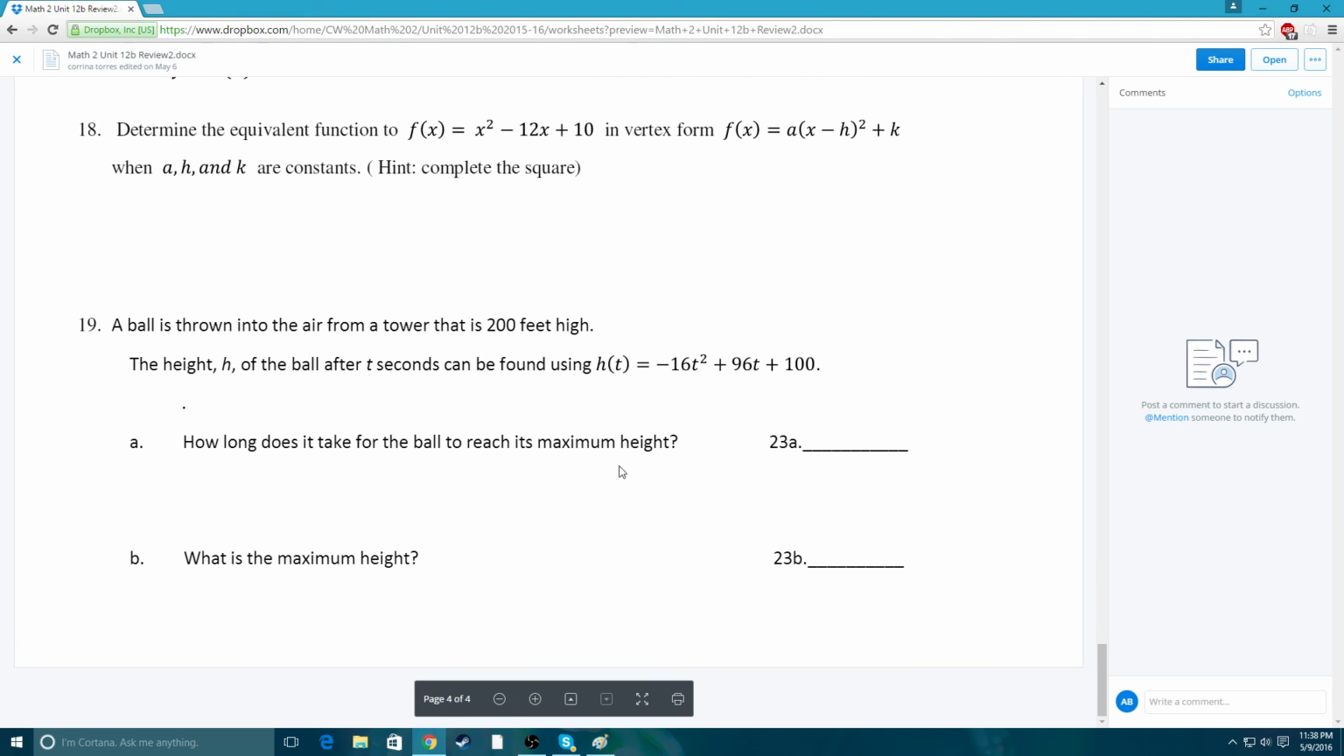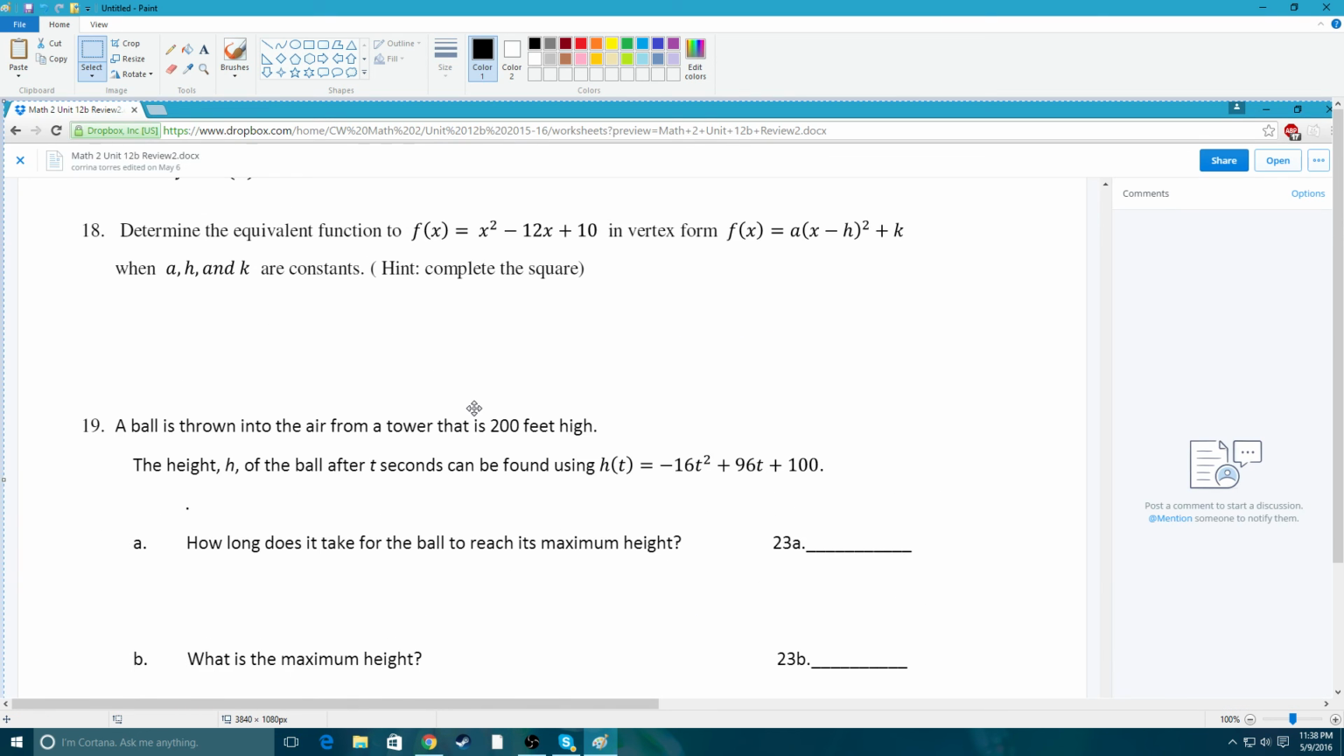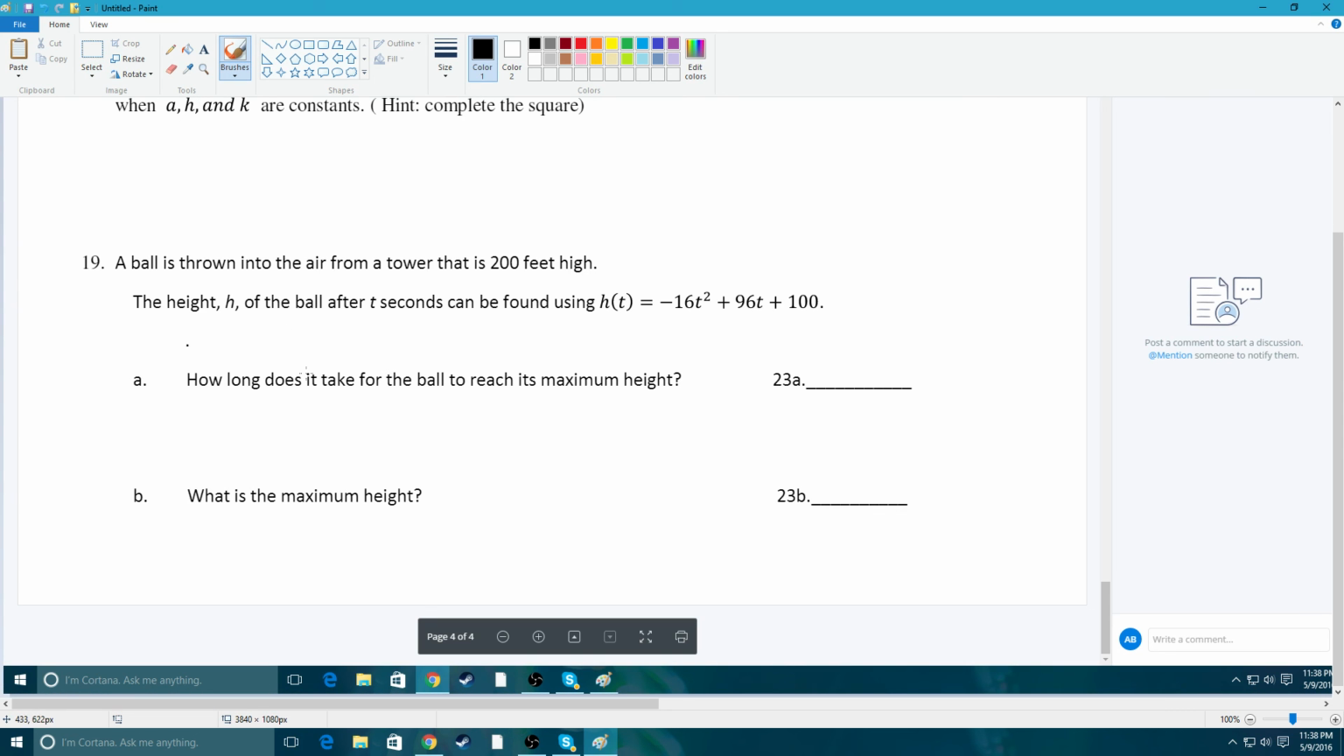Okay. All right, last problem. Bedtime. Okay, so here's the height of the ball, here's the function. So it wants to know how long it takes to reach its maximum height. So we're going to do the vertex formula, negative b over 2a. So this is negative 96 over 2 times negative 16. So that's negative 96 divided by negative 32, which comes out to a positive 3.